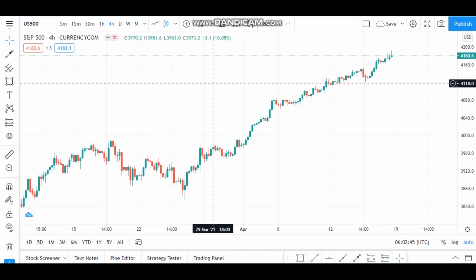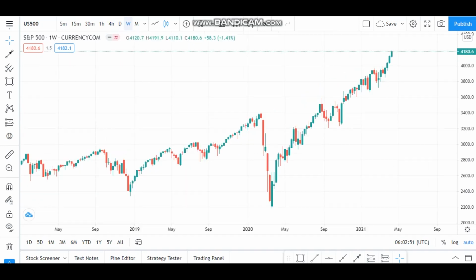On the US 500, I'm anticipating a bullish continuation overall. We had a nice bullish week, but not as much as I really expected. So possibly I think at the end of next week, US 500 should hit the zone of around 4,500. So let's dive into H4 to see more information here.